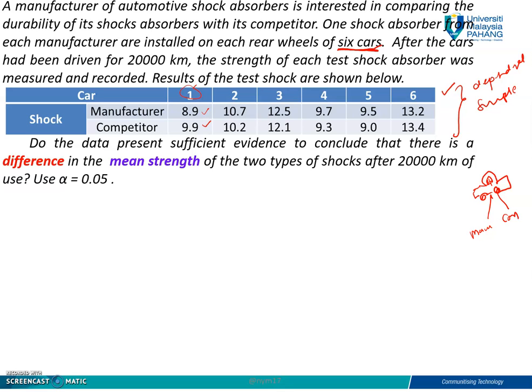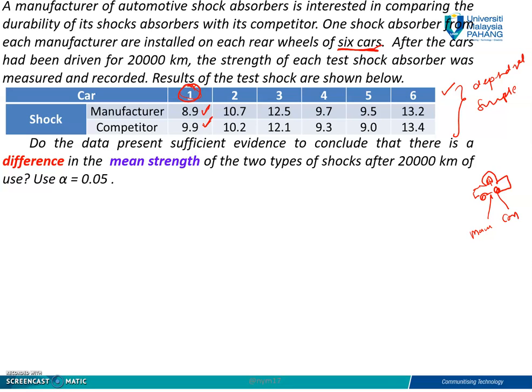Alright, so if you look at the question, first check this one: is it an independent sample or a dependent sample? So how do you check whether this is a dependent sample or not? This is how you check. You can see that from one sample or one object you have 2 measurements. So this is called a dependent sample.